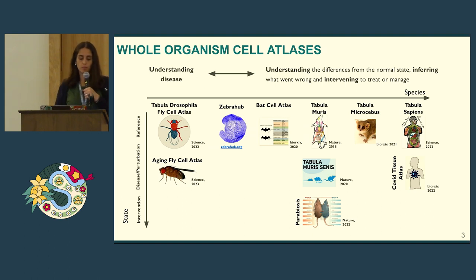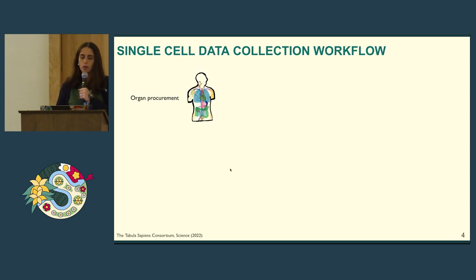And so we like to think about having the reference atlas. These are the ones that serve as comparison to perturbation data sets that we might build, or even different states of the cells that we can capture, for example, with natural aging. And I'm going to walk you through the messy process that happens until we get to that clean, sparse matrix that I want you to keep in mind.